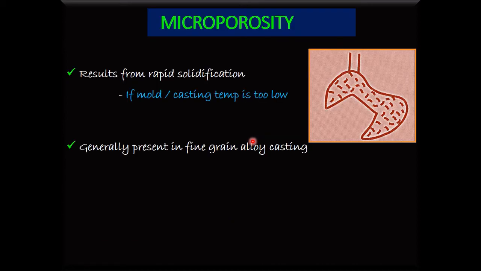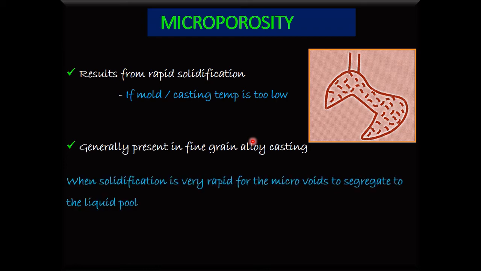Next is the microporosity. So what is this microporosity? Microporosity results because of a rapid solidification of the mold or when the casting temperature is too low. It occurs from the solidification shrinkage, but is generally present in a fine grain alloy casting.